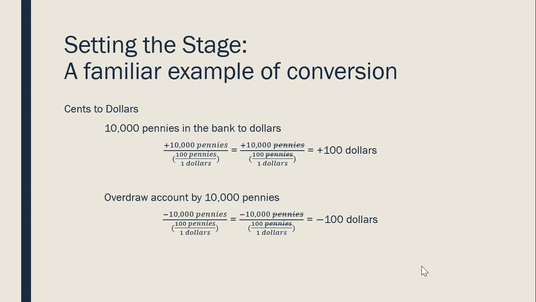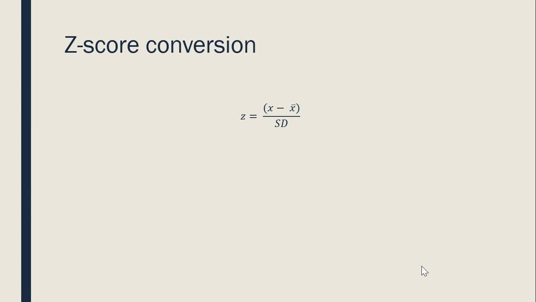The z-score conversion is similar in that we know how many points are in a standard deviation and we can convert into that standardized unit, and that gives us the z-score. For this conversion, we have our deviation. How far is a particular score on x from the mean of x, which is represented here by x bar. Then we divide by the standard deviation.